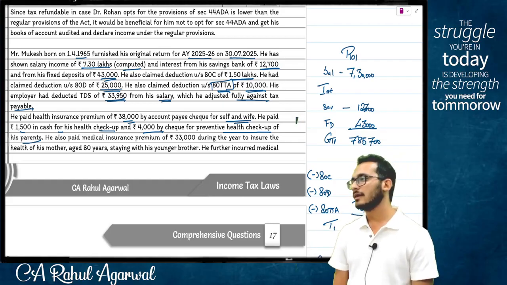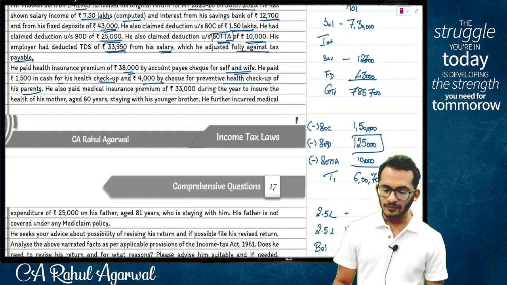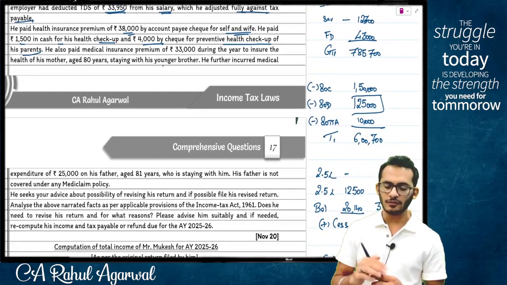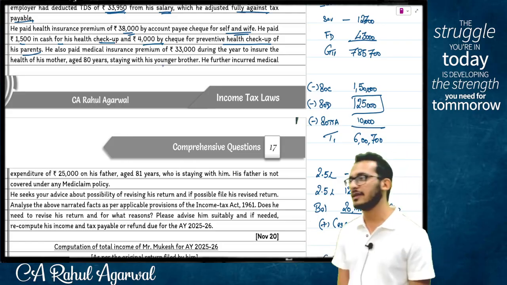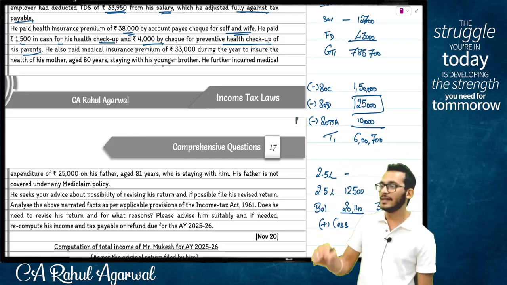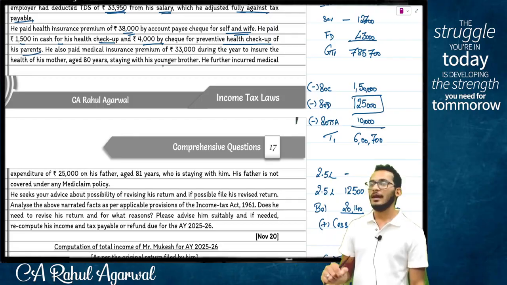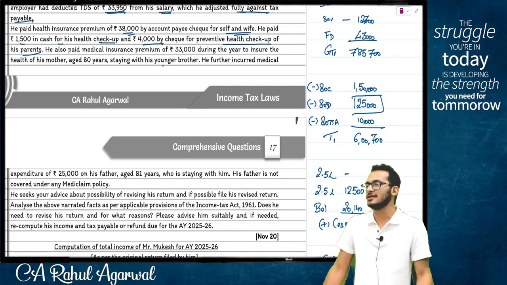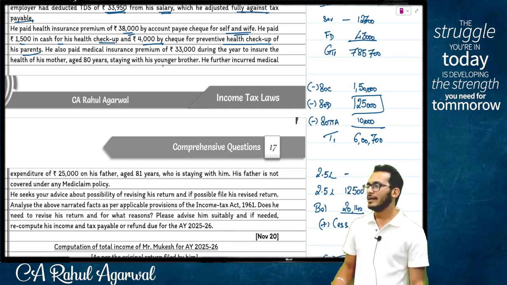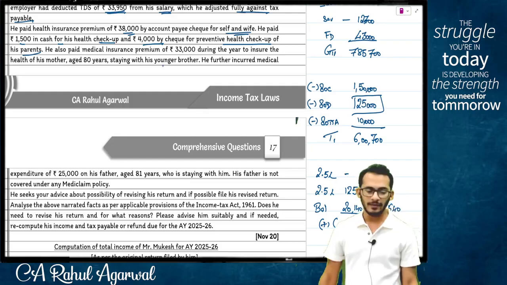Agreed, not agreed? Yes. Next, he further incurred a medical expenditure of 25,000 on his father, who is 81 years old and is staying with him. Father is not covered under a Mediclaim policy. Father is dependent on him. This expense should have been claimed, which he also did not claim, because maybe he assumed you can only claim insurance, you can't claim expenses.